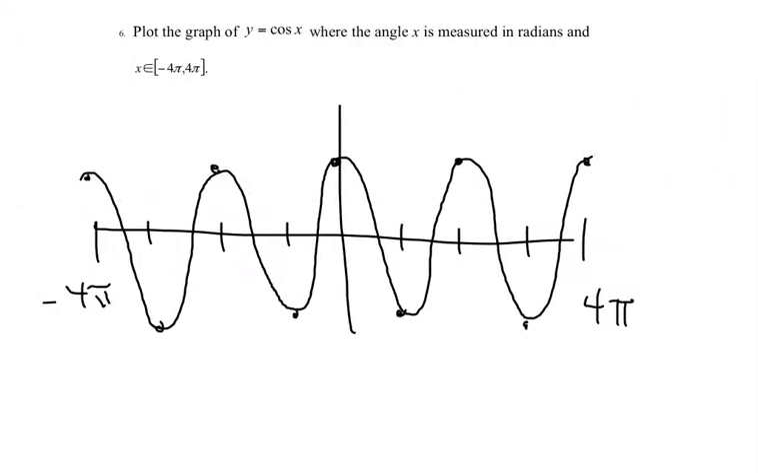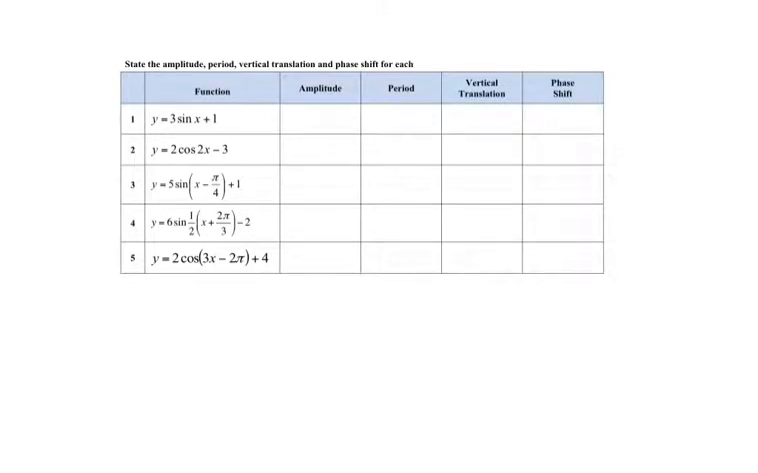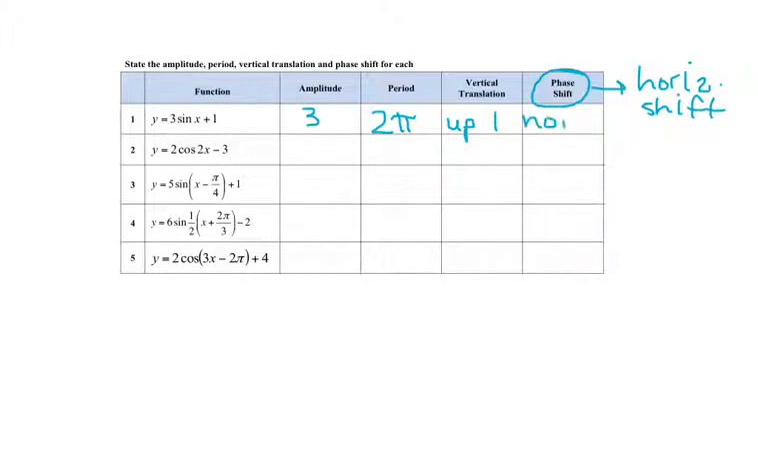Notice for both of our graphs, sine and cosine, the principal axis is right at y equals 0. If I have a d value in my equation, then I'm moving that principal axis up or down. So we take our amplitude and multiply it by 3. Our period stays the same because we have no b value, so the period is going to be 2 pi for this graph. Vertical translation, we're moving up 1. Phase shift is the same as a horizontal shift. We have none in this graph.